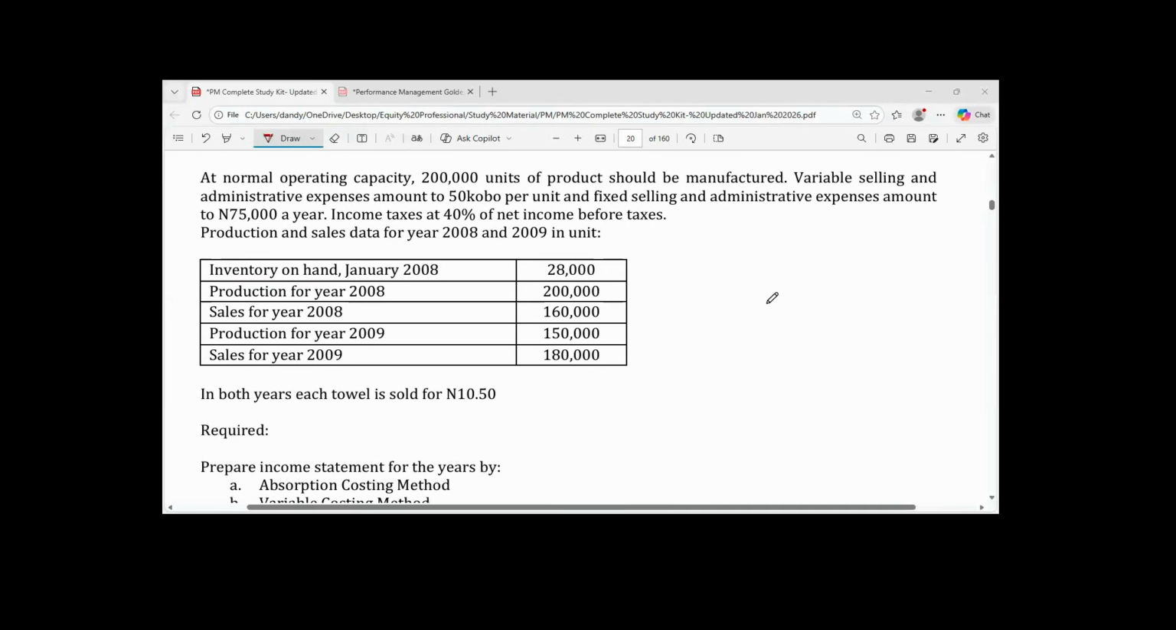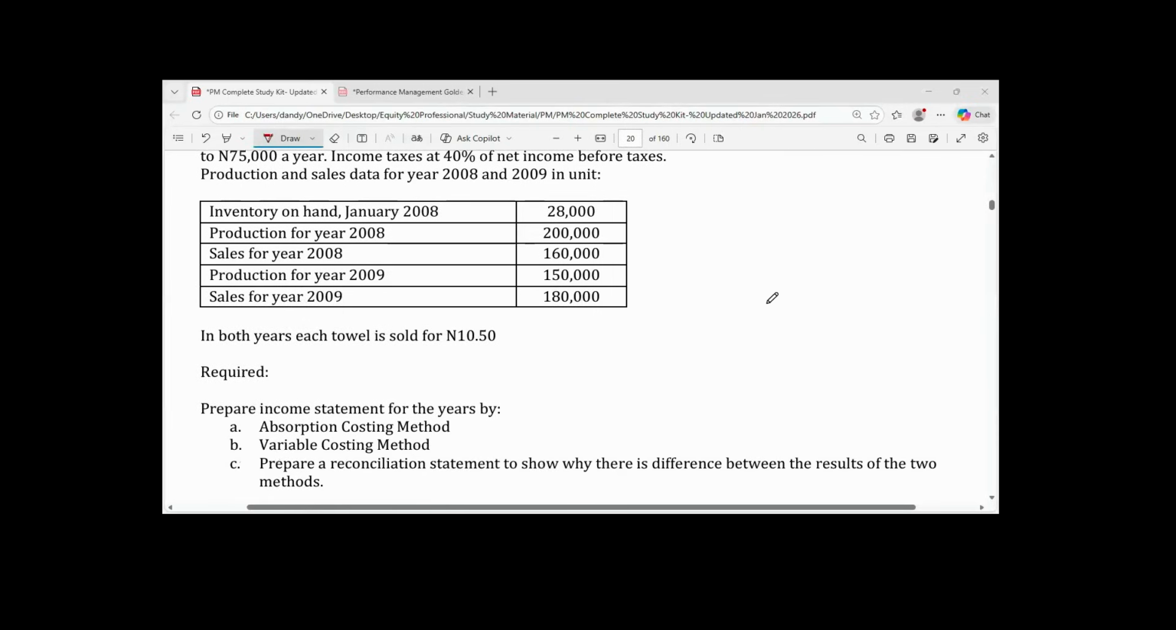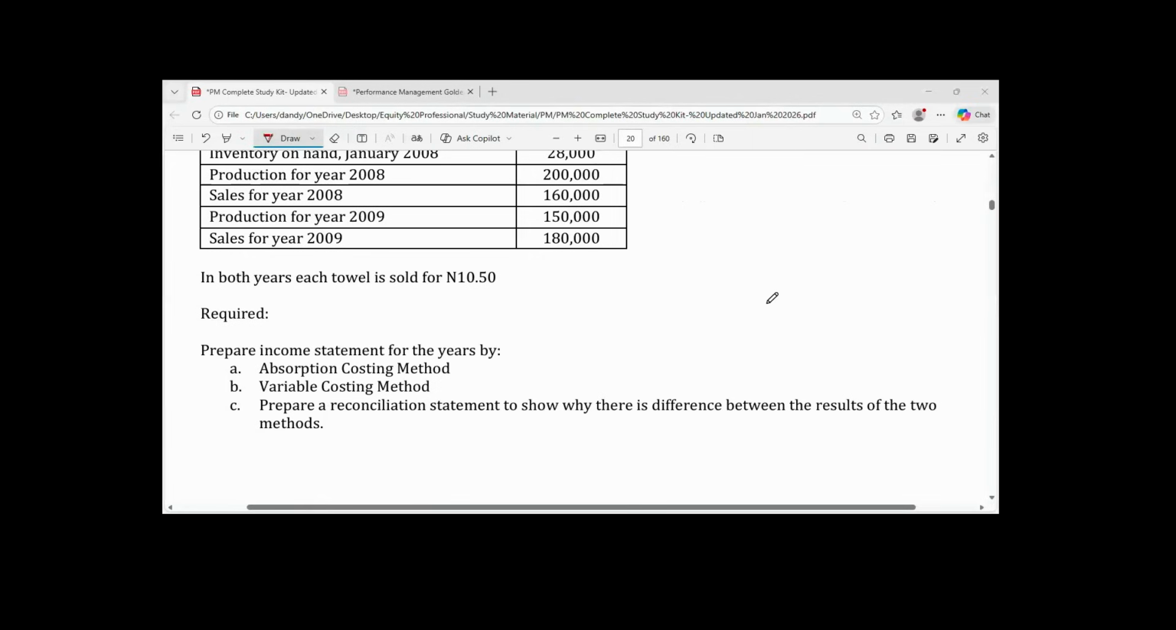Production for year 2008, 200,000. Sales for year 2008, 160,000. Production for year 2009, 150,000. Sales for year 2009, 180,000. In both years, each towel is sold for 10 naira 50 kobo. Required: prepare income statements for the years by absorption costing method and variable costing method, and prepare reconciliation statements to show where there is a difference between the results of the two methods.